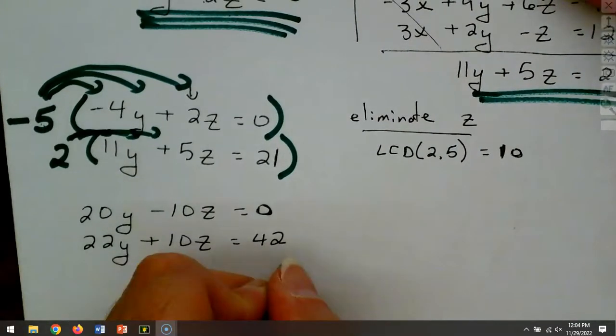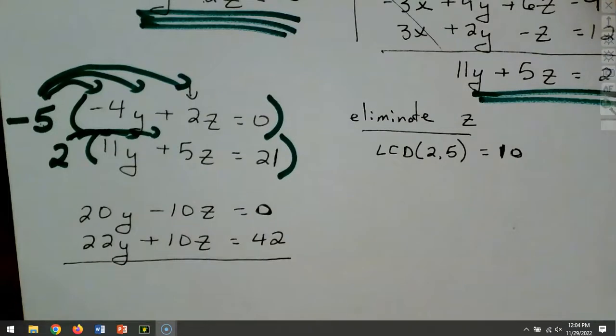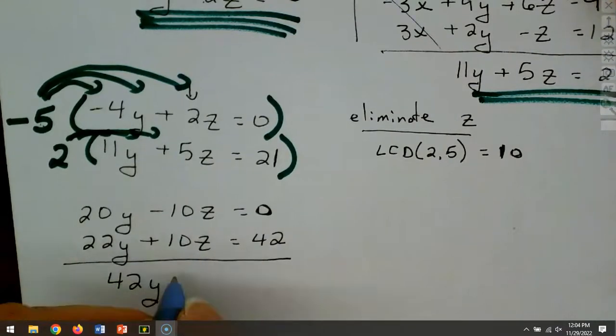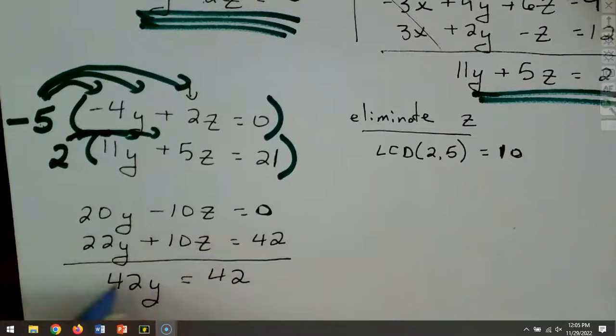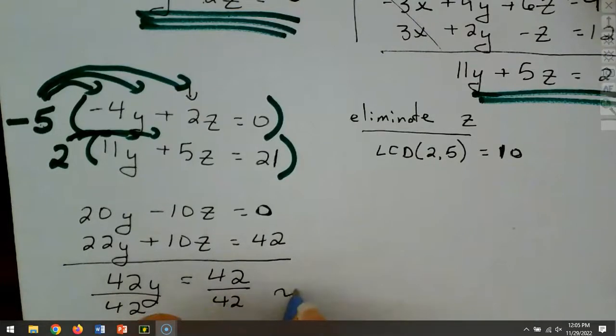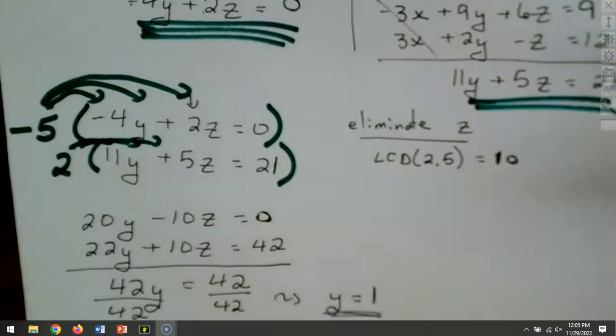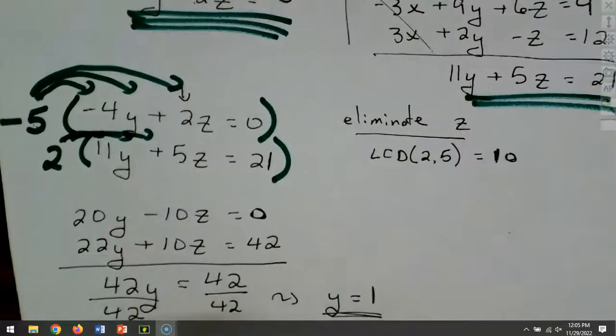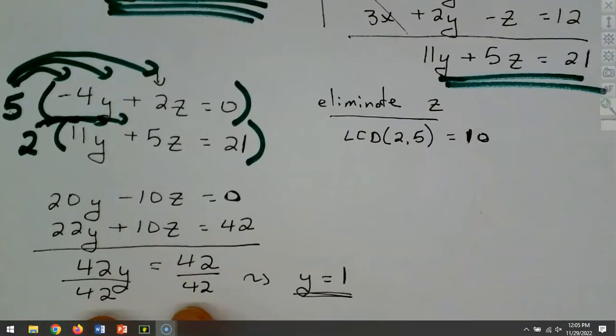Now what can we do? Now we're lucky because we can add down, and that gives you 42y equals 42. So we divide by our 42. And now we've got y equaling what? 1. All right, now we need to get the other 2 variables. So I'll take a moment to slow down so we can get caught up here.